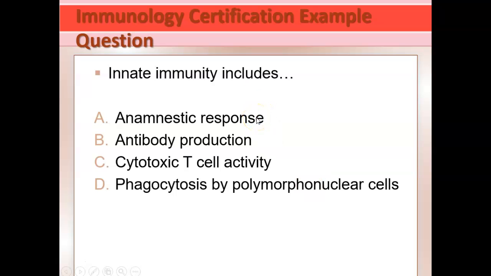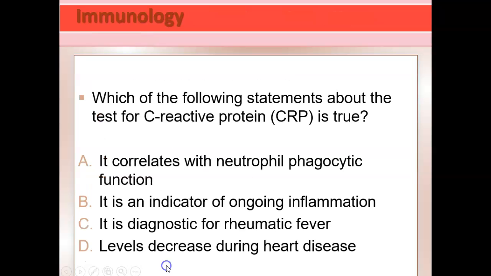Now, I love explaining this anamnestic response because a lot of students are like, what? What is that? If you know what amnesia is, that means you forgot, right? You can't remember anything. So if it's an anamnestic response, that means it does remember. That's a memory response. So we know that innate immunity, does it include memory? Does it include antibody production? Does it include cytotoxic T cell activity or phagocytosis? I hope you picked phagocytosis. That is an innate immunity function.